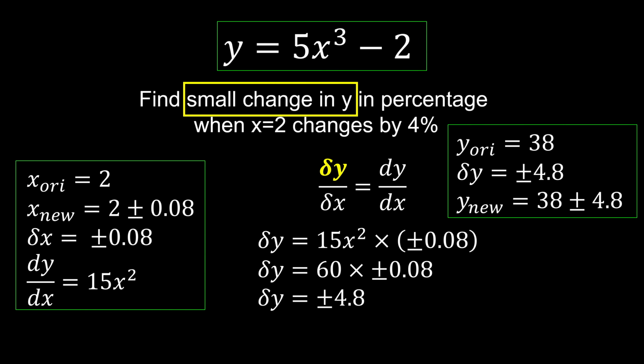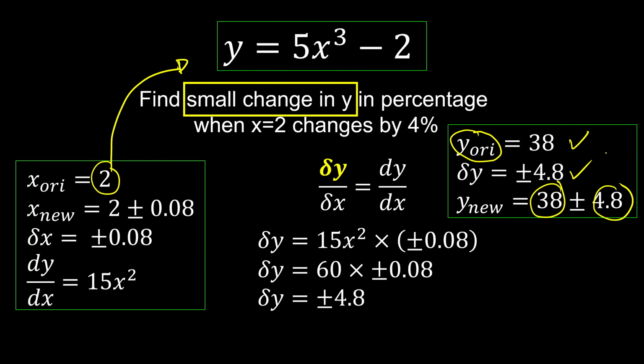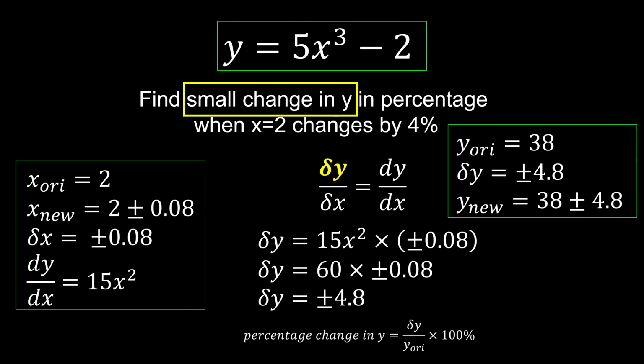So remember, you need to find the original y first. Just substitute x equal to 2 into the equation. We know y is 38. The small change is going to be 4.8. And the new y, you just add the change: the original plus or minus the change. In order to find the percentage change, just use delta y over the original times 100%. This is how you get 12.63% as your final answer for the change.